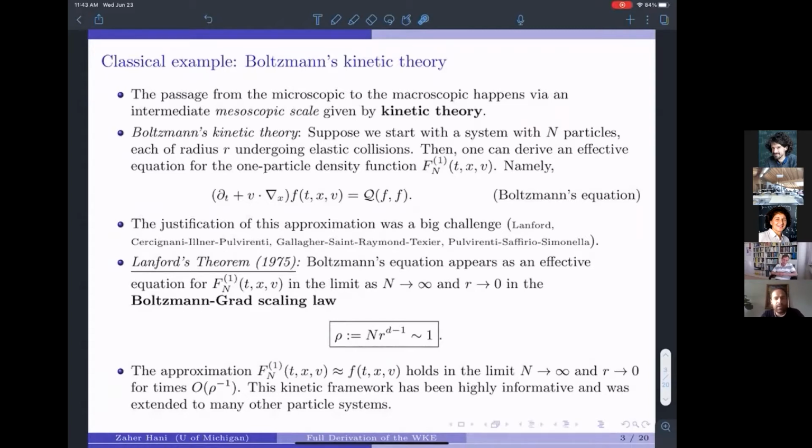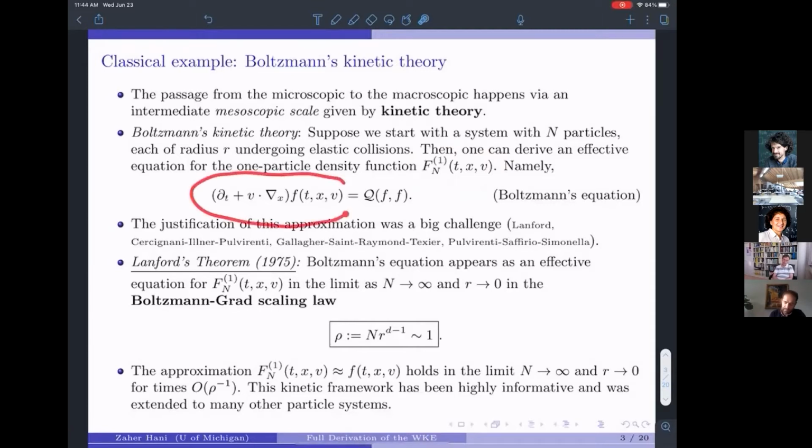Sergio did a really excellent job on Monday explaining this slide in detail, so I'll be very brief here. Boltzmann's kinetic theory says that if you start with a system of n particles, each of radius r undergoing elastic collisions, then one can derive an effective equation for the one particle density function, which you can denote by F_n^(1). This is the one particle density function you can obtain by integrating over the n-1 particles. Namely, Boltzmann's theory says that the effective dynamics of this quantity is exactly given by Boltzmann's celebrated equation, which is given over here.